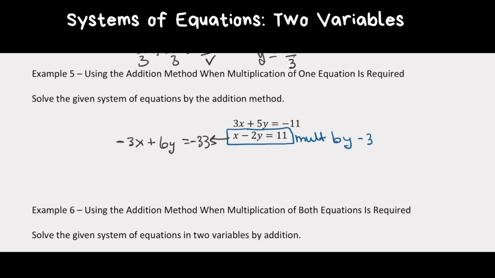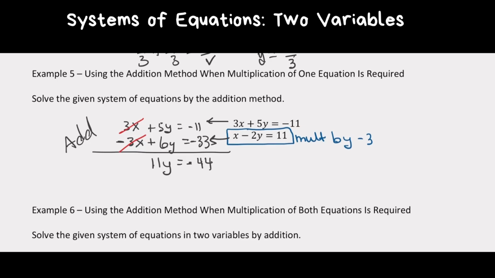Top equation I'm not changing. Didn't multiply that by anything. So that's just 3x plus 5y equals -11. Now that addition method is going to come into play, and we can see that it will eliminate the x's. Add them. 11y is equal to negative 44. Divide by 11, y is negative 4.